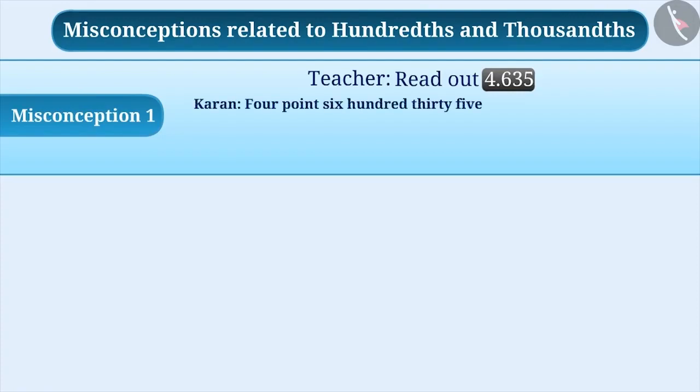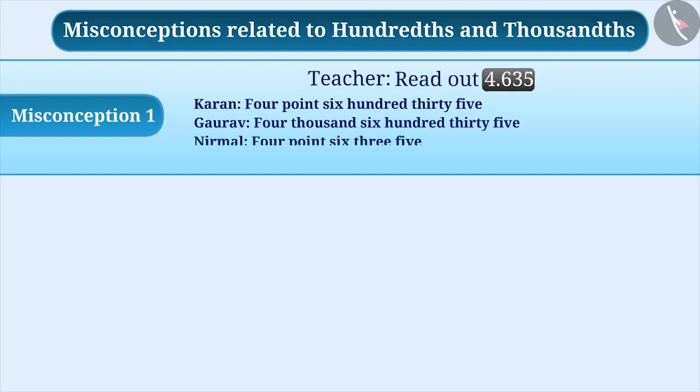Karan read it as 4.635, Gaurav read it as 4,635, and Nirmal read it as 4.635. Identify who read the given number correctly.